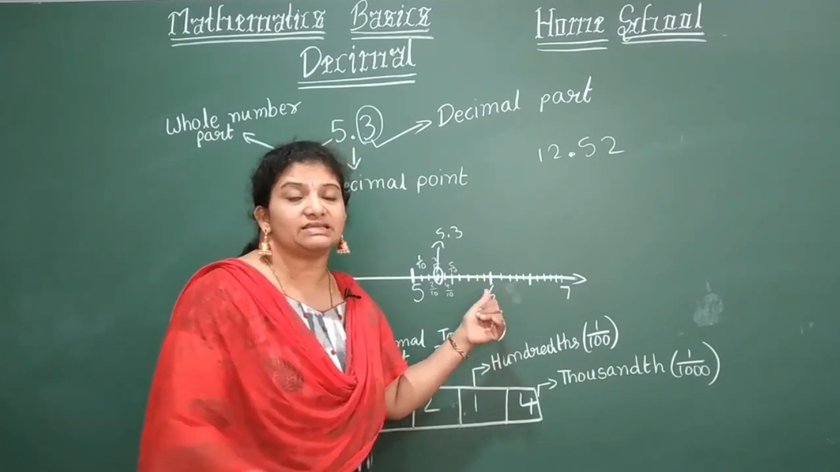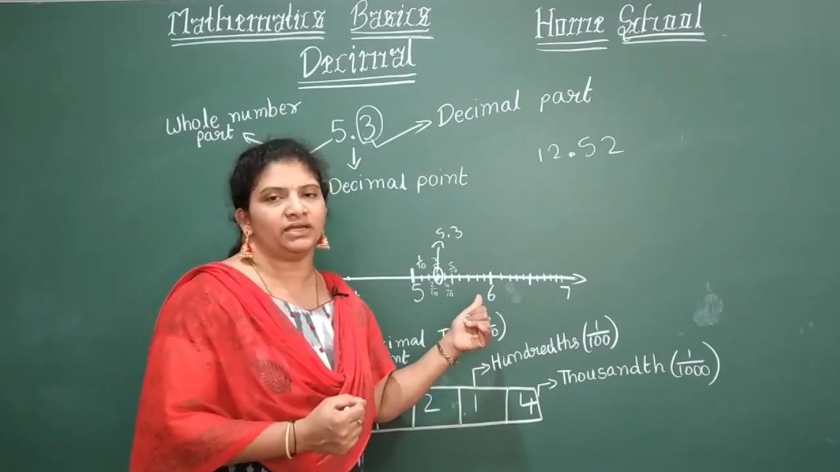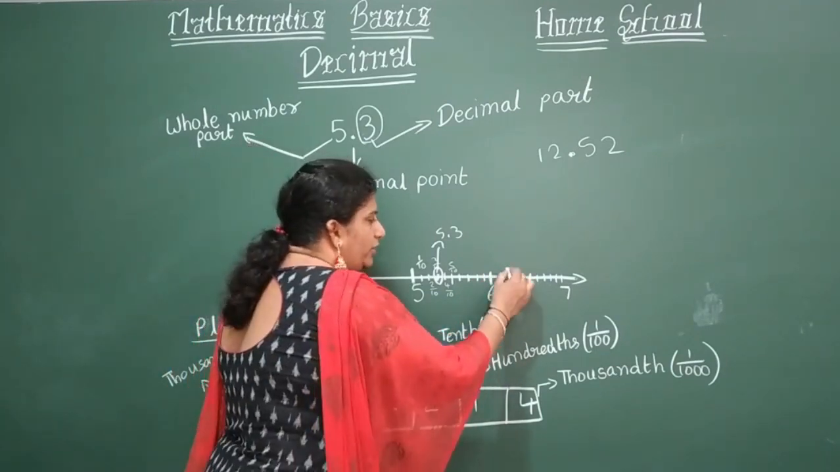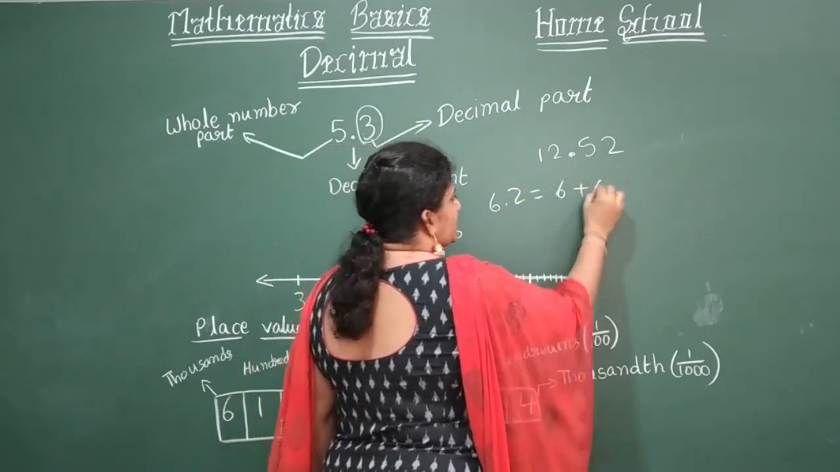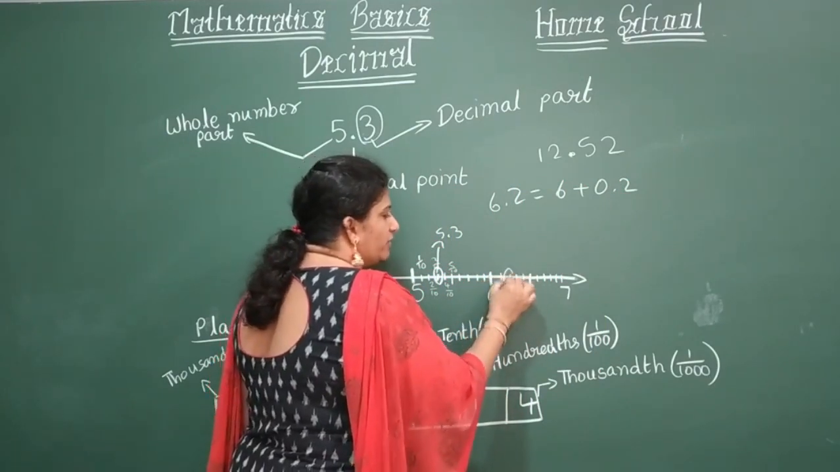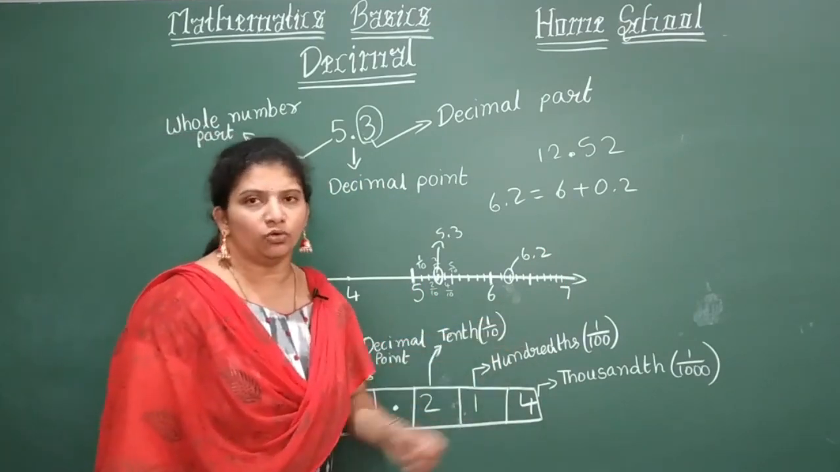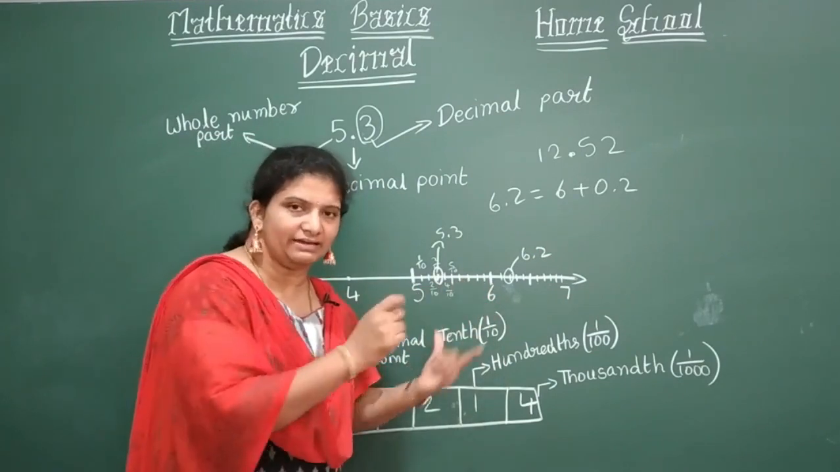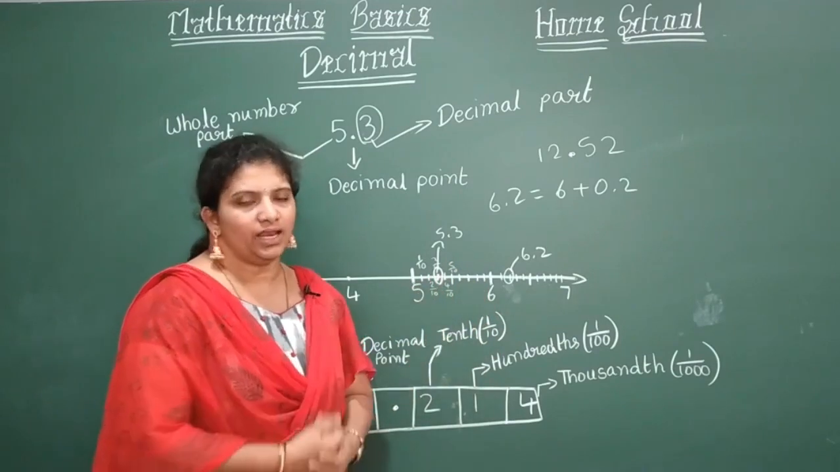Okay, why? It is at the 10th part, right? Every number at the 10th part can be written as 1 by 10. So look here, 0.1, 0.2, that is 6.2. If you want to split it, 6 plus 0.2. So up to here it is 6, and 0.2 means this is the place where you mark 6.2 on a number line. Okay, children, is this decimal line understood here? How do you represent a decimal point on a number line?